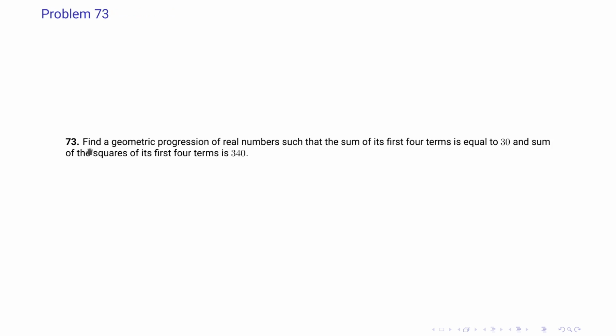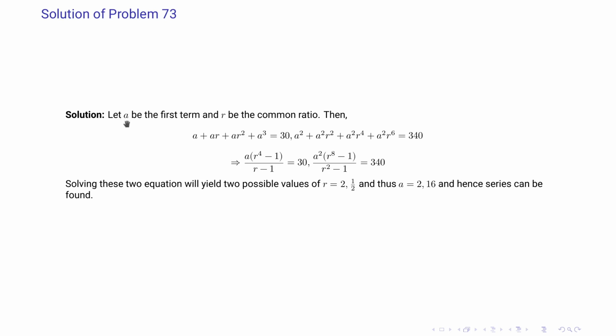Problem 73 says to find the geometric progression of real numbers such that the sum of its first four terms is equal to 30 and the sum of the squares of its first four terms is 340. So we let a be the first term and r be the common ratio. Then a plus ar plus ar square plus ar cube is equal to 30. And a square plus a square r square plus a square r to the power 4 plus a square r to the power 6 is equal to 340.